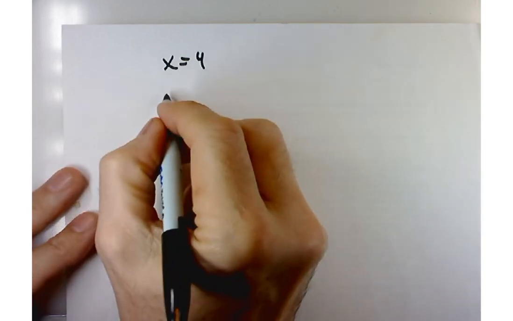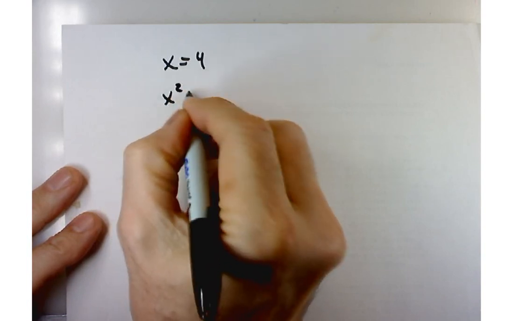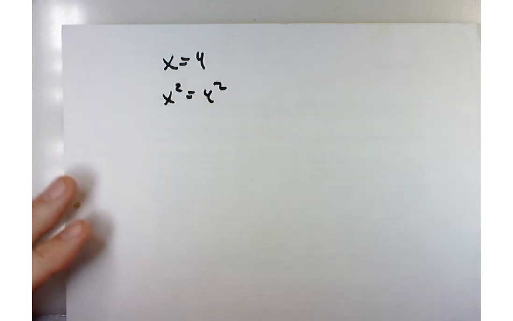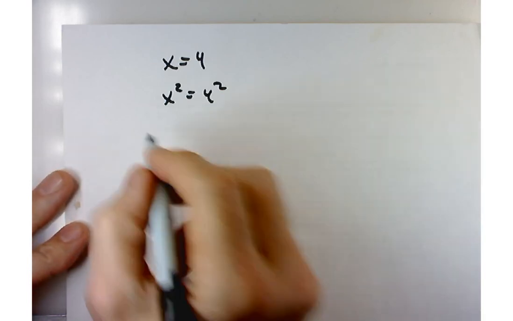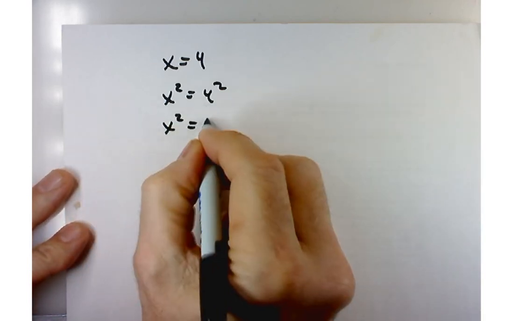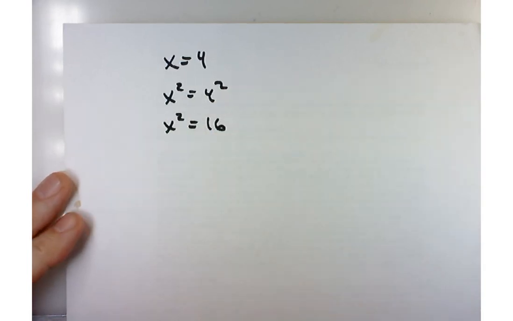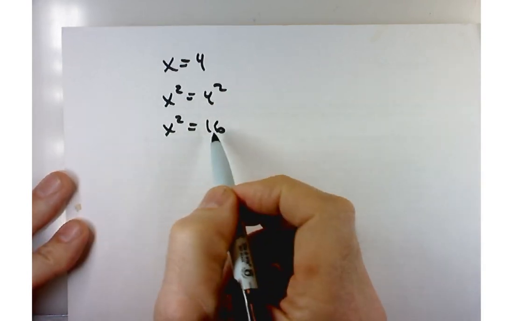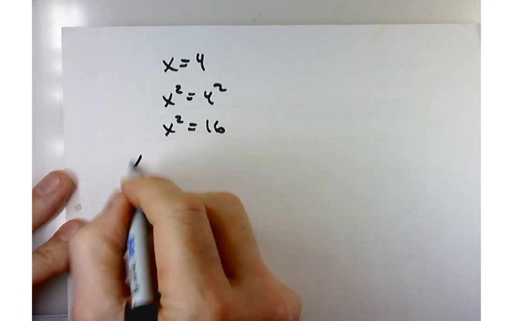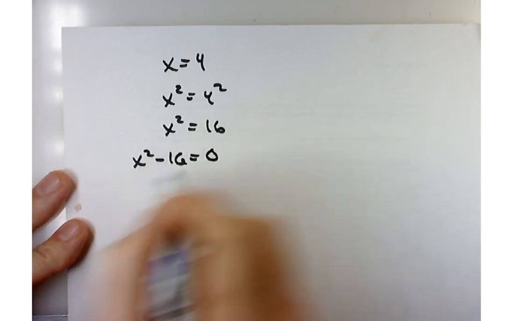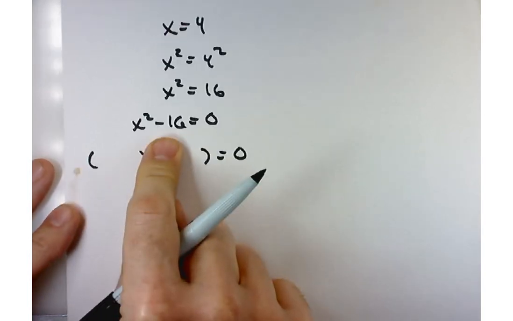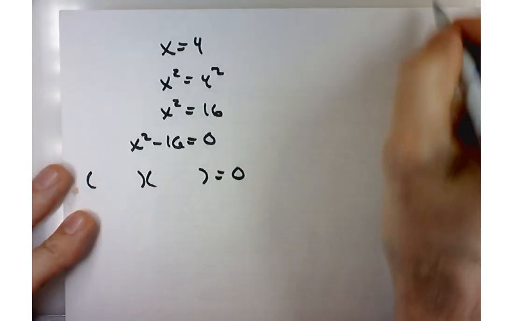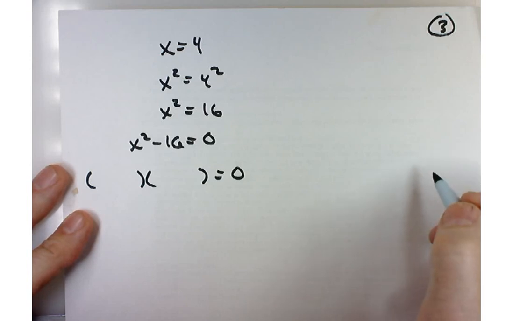But keep in mind what we've been doing to both sides of our equation. We've been squaring both sides of our equation. Okay, so that would give me x squared equals 16. That's fine. I'll move the 16 to the other side and get x squared minus 16 equals 0. Having just finished a test on this stuff, I hope that you can factor x squared minus 16. Prove me right.